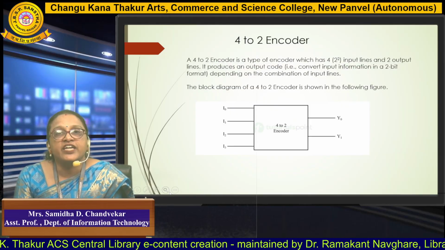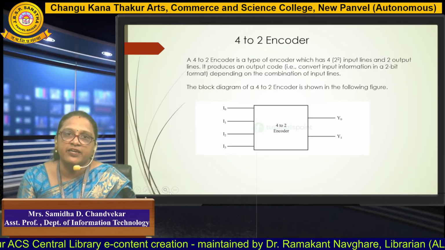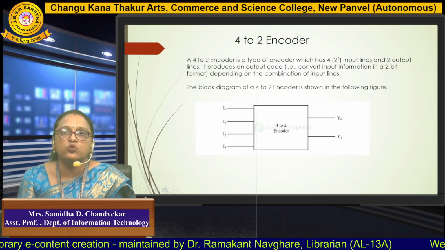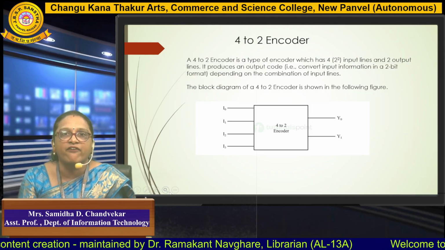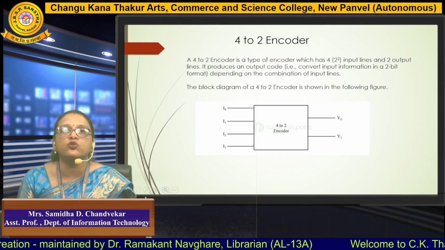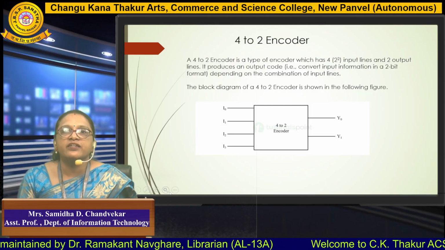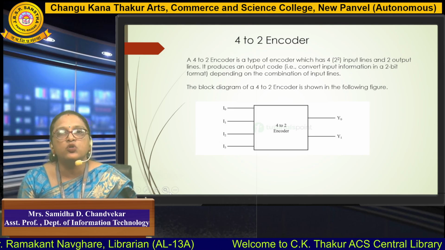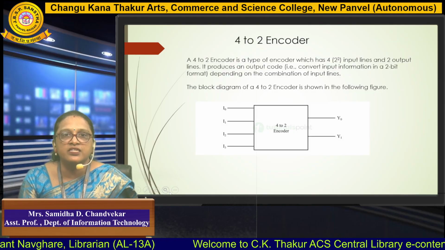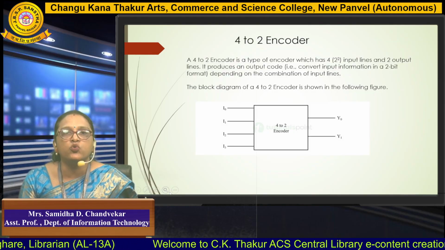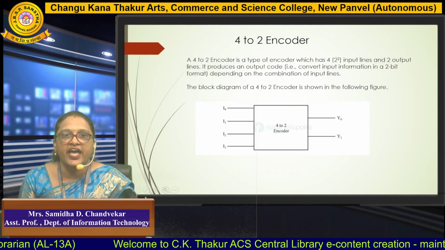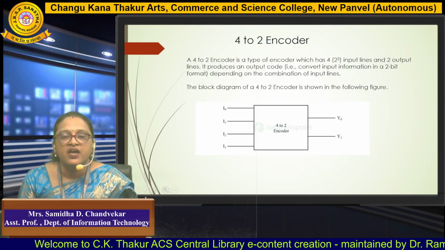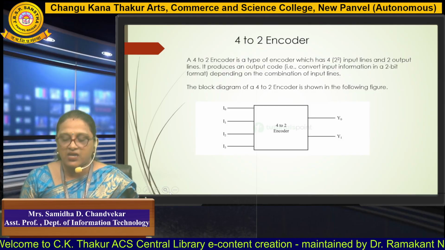There are different types of encoders. The first type is the 4 to 2 encoder. Here 2 raised to 2 means 4, so it has 4 input lines and 2 output lines. It converts the information of 4 bits to 2 bits. In this block diagram of the 4 to 2 encoder, I0, I1, I2, I3 are the inputs, and Y0 and Y1 are the outputs.